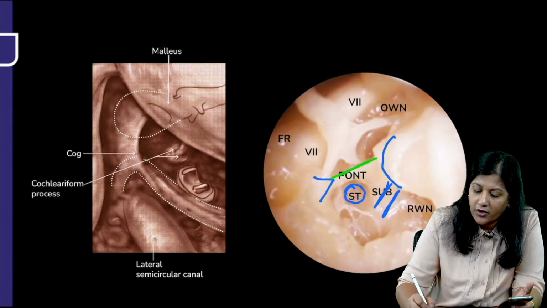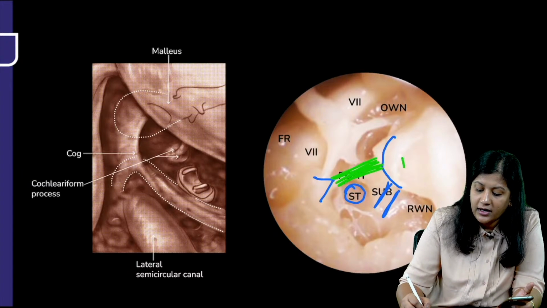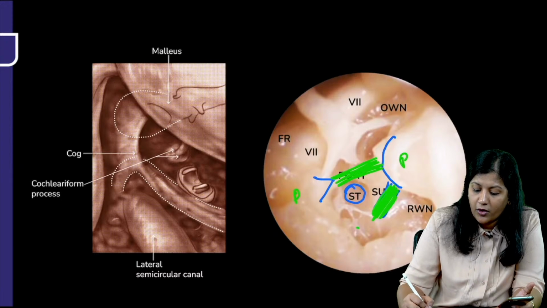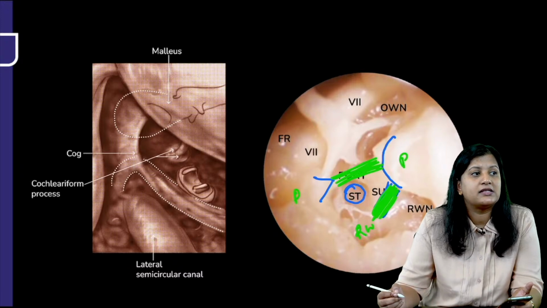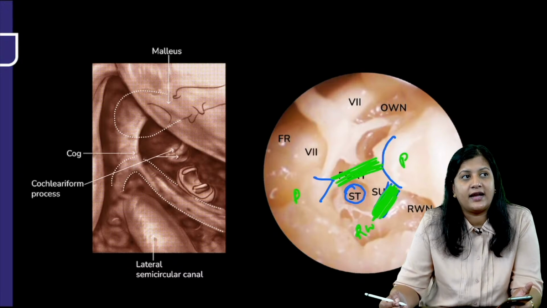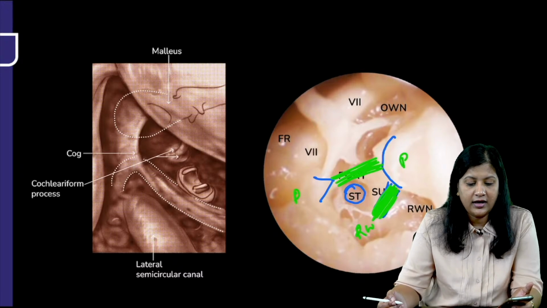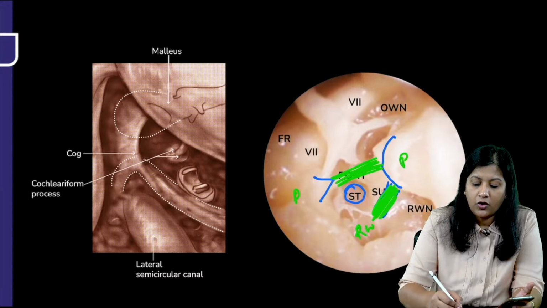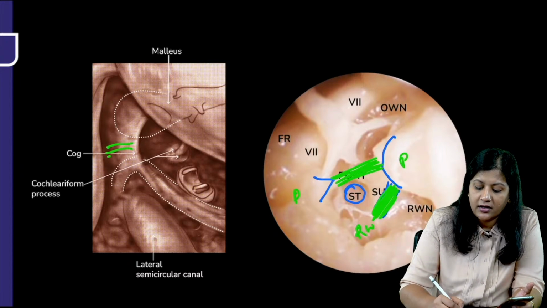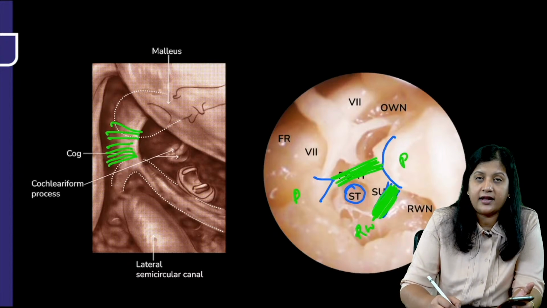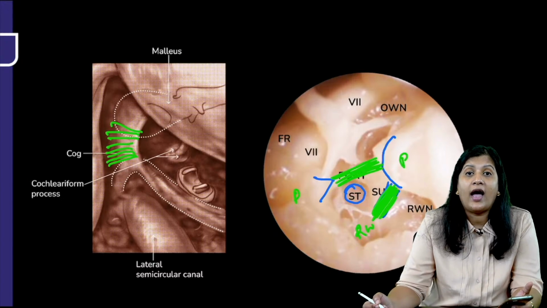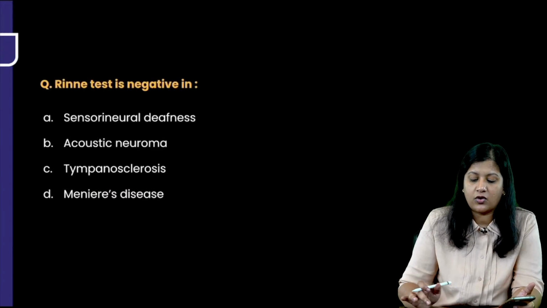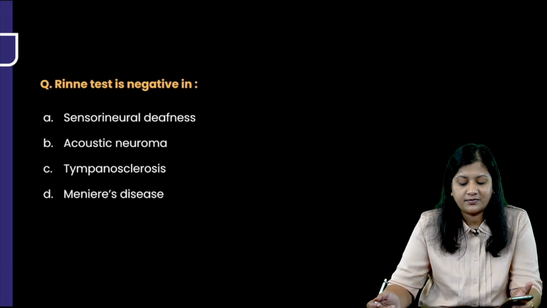So you can see ponticulus is from promontory to the pyramid, subiculum is from the promontory to the round window, and the space between them is called sinus tympani. Okay? Now cog is nothing but the vertical bone that you have in the attic or epitympanum. So in the attic or epitympanum, you have a vertical crest of bone that is called your cog.